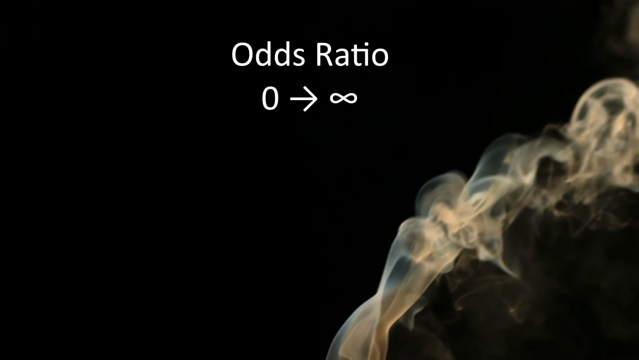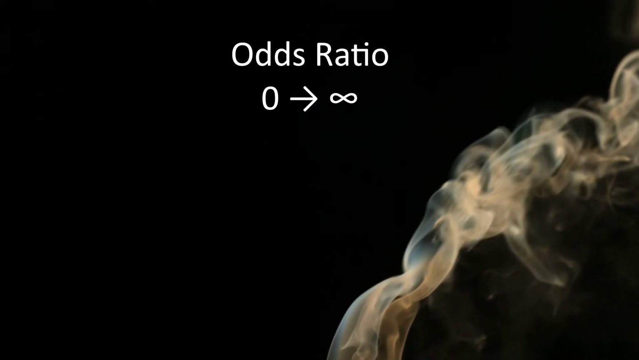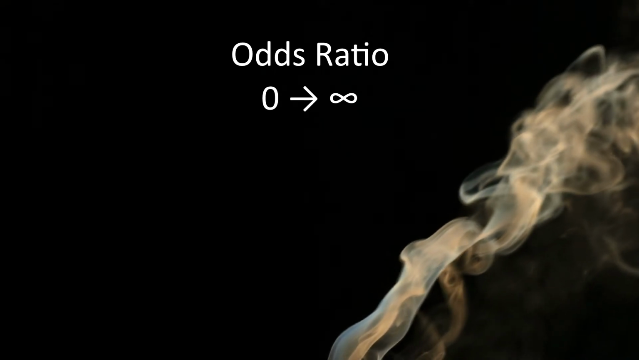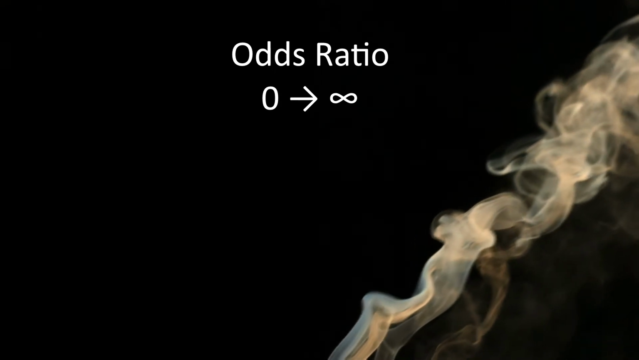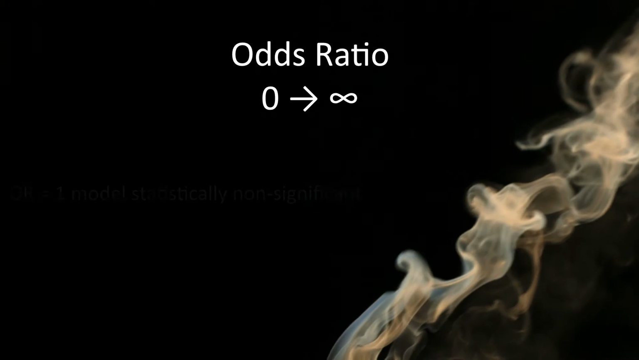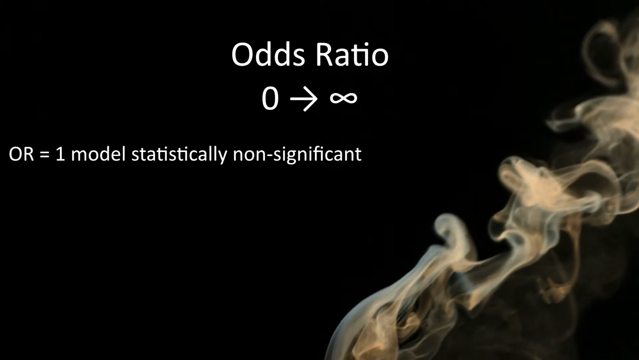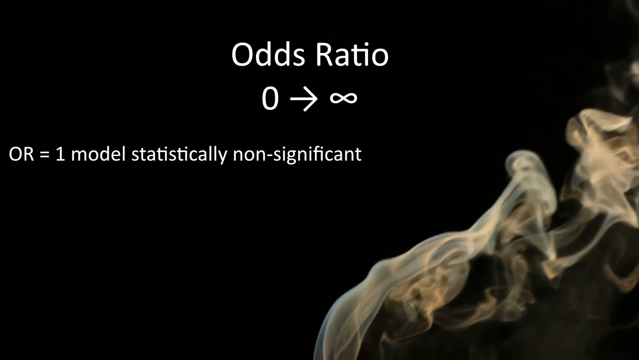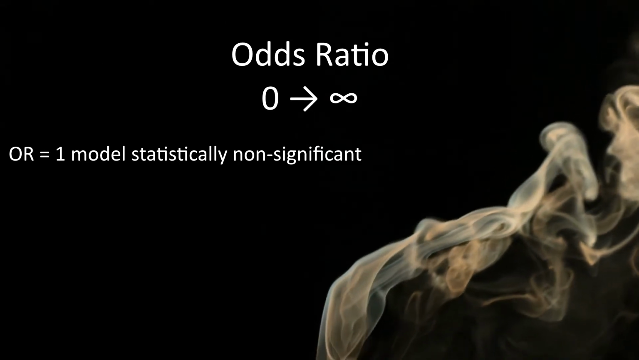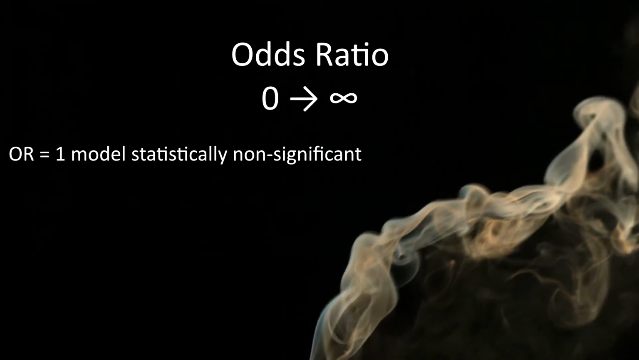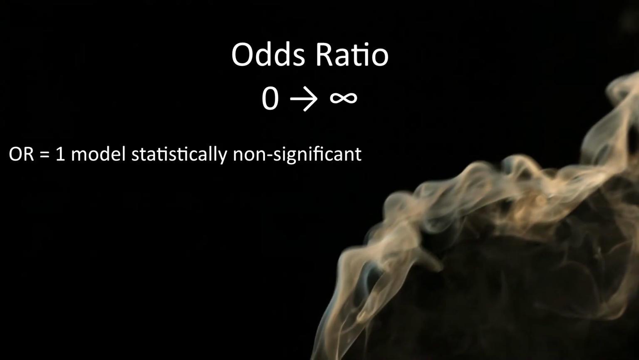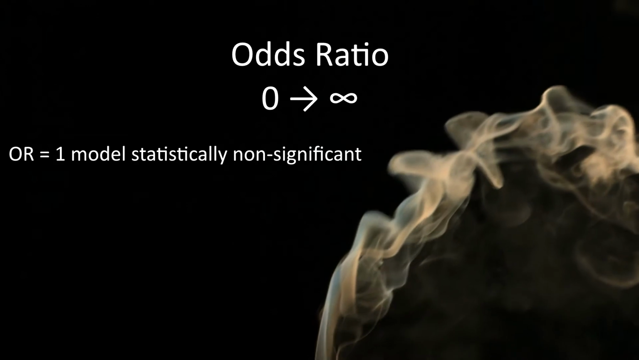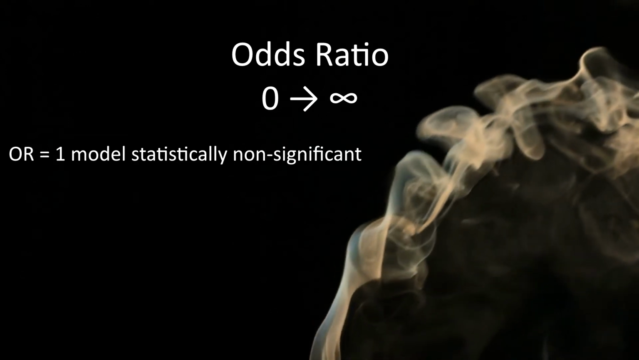An odds ratio can range from 0 to positive infinity and is centered around the value 1. If we ran our model and got an odds ratio of 1, it would mean that there's an equal probability of nicotine dependence among those with and without social phobia. Those with social phobia are equally as likely to be nicotine dependent as those without. It's also likely then that our model would be statistically non-significant.